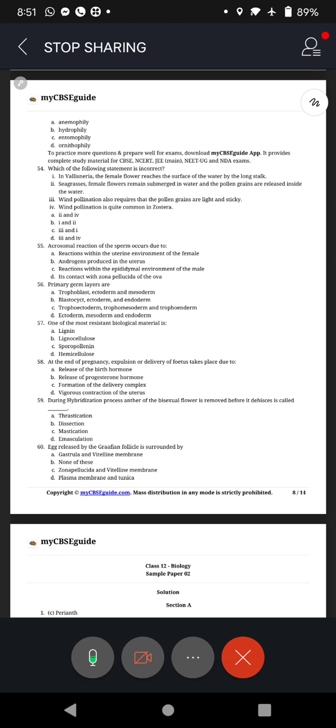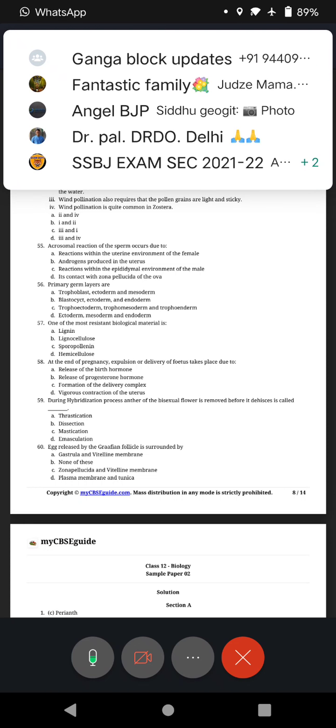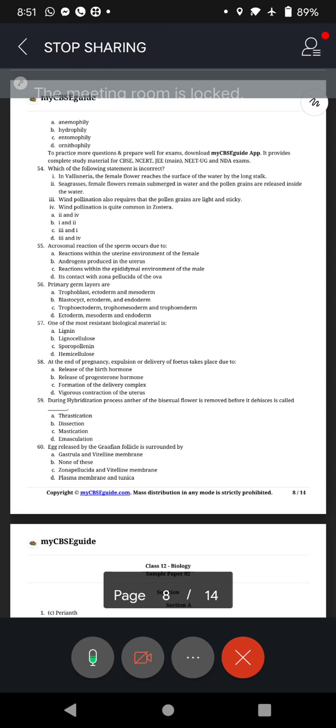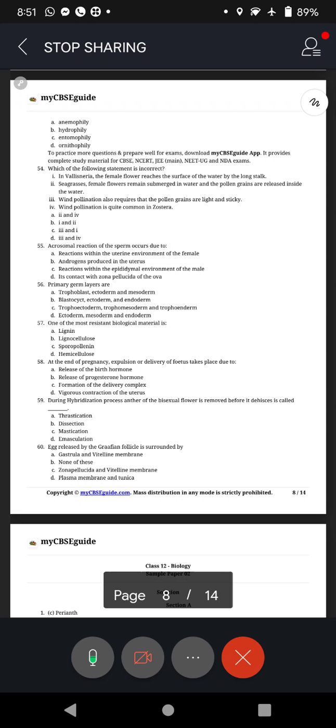Now we come to question number 56. Primary germ layers are A, trophoblast, ectoderm and mesoderm. B, blastocyst, ectoderm and endoderm. C, trophectoderm, trophomesoderm and trophoendoderm. D, ectoderm, mesoderm and endoderm.